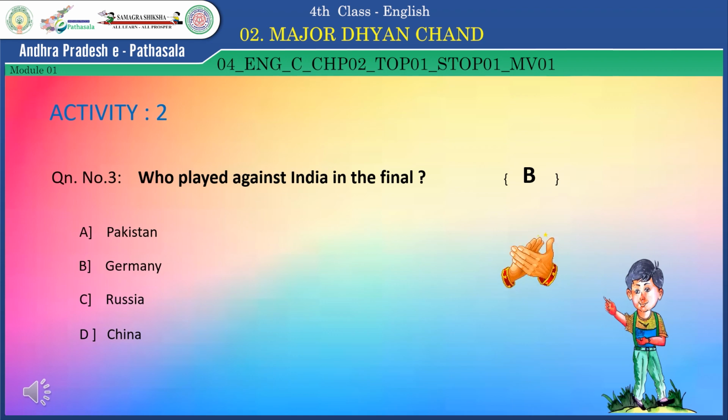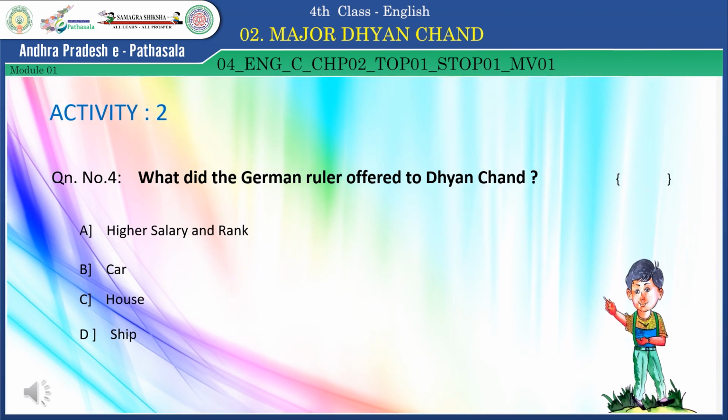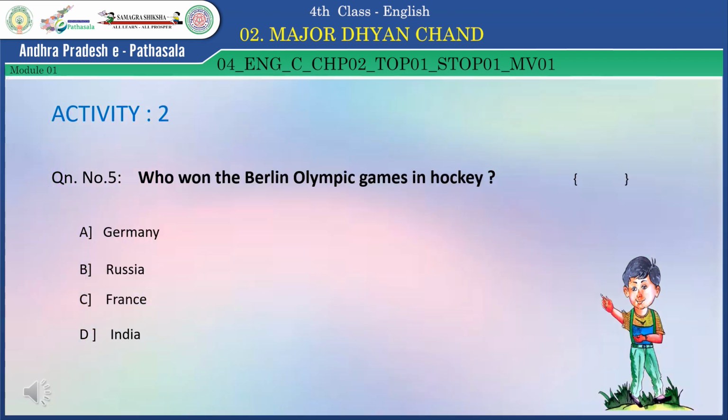Question number 4. What did the German ruler offer to Dhyan? Option A, higher salary and rank. Option B, car. Option C, house. And option D, ship. You are right. The right answer is option A, higher salary and rank. Question number 5. Who won the Berlin Olympic Games in hockey?